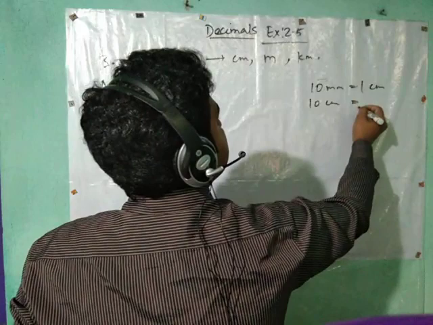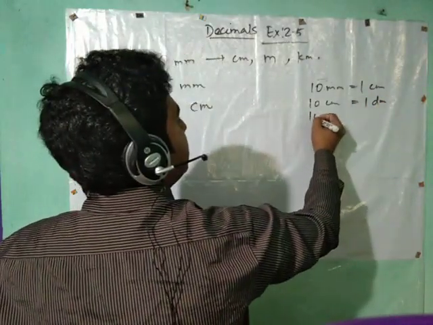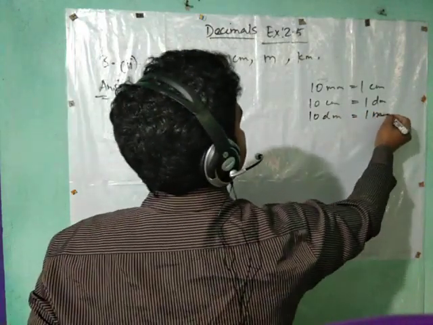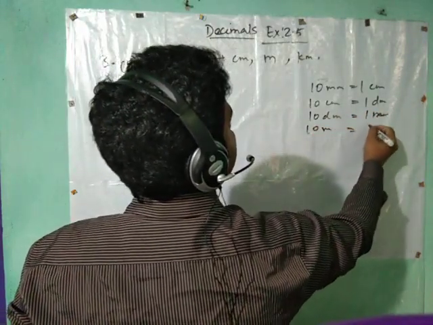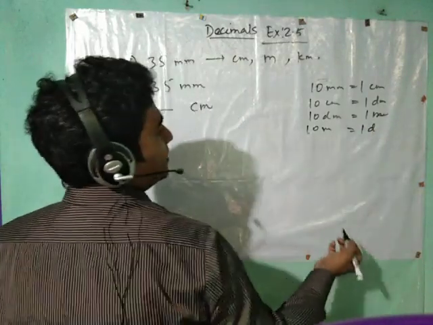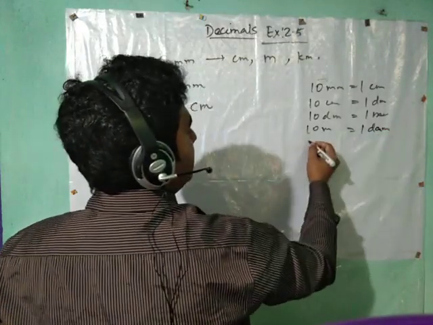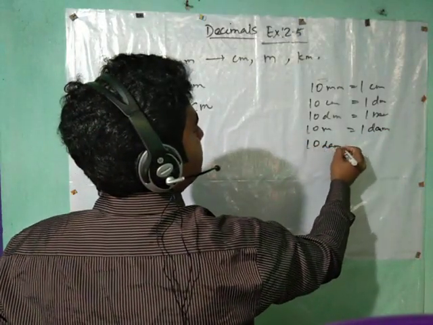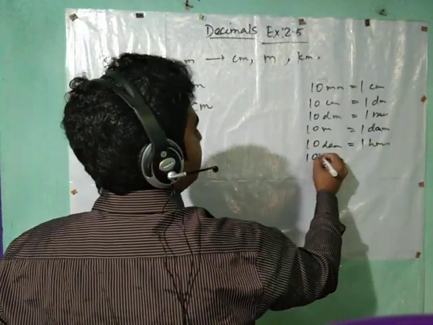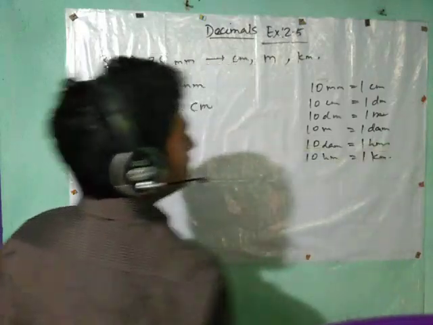10 centimeter equals to 1 decimeter. 10 decimeter equals to 1 meter. 10 meter equals to 1 decameter. D-A-M, decameter, DAM, okay? Now 10 decameter equals to 1 hectometer. 10 hectometer equals to what? 1 kilometer. This was the technique.